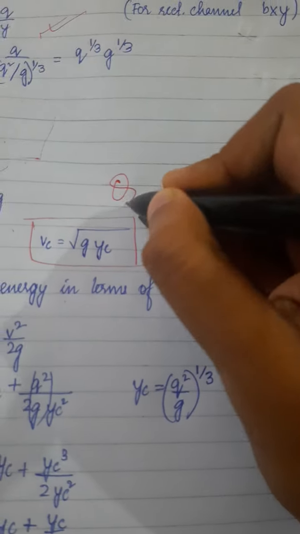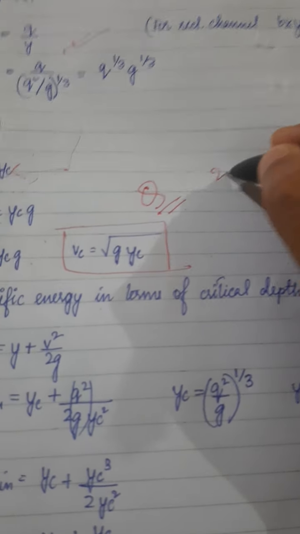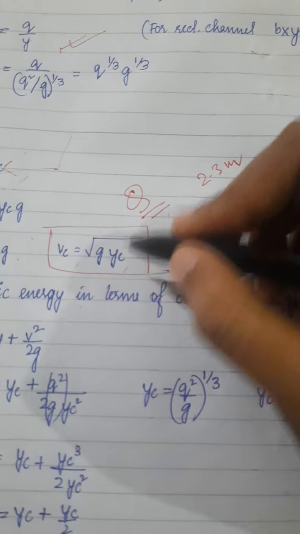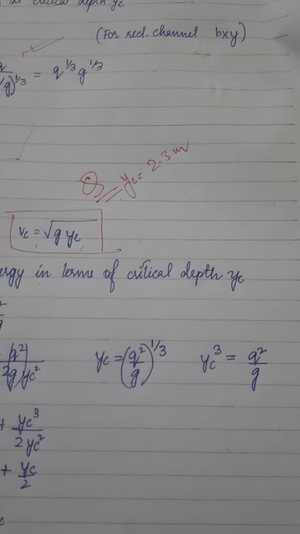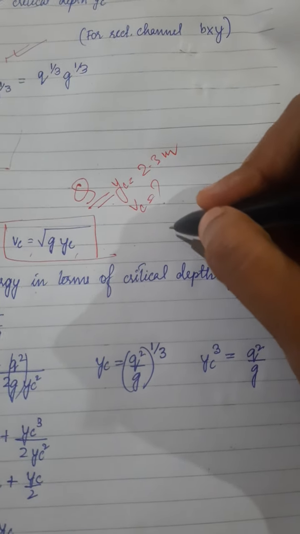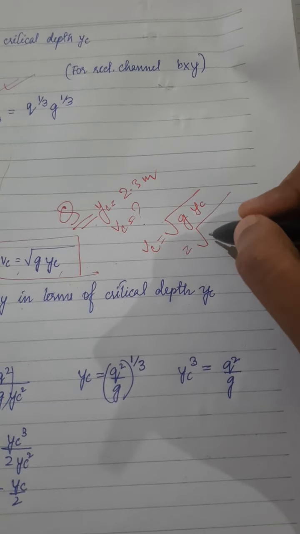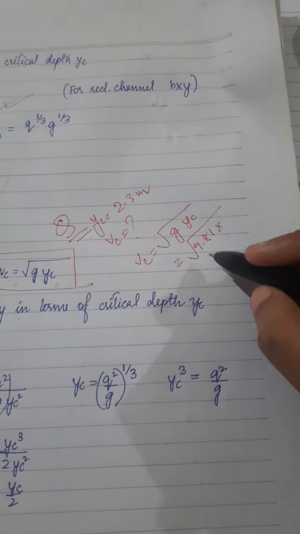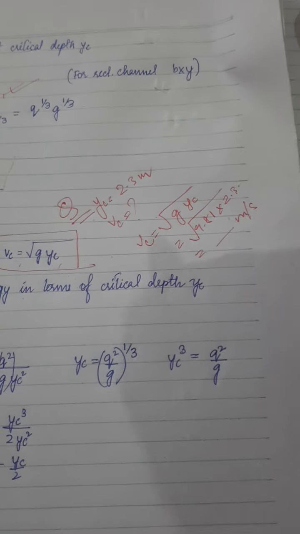Whenever questions come, suppose we have a critical depth of 2.3 meters, then what is the critical velocity? It is simple, you have to find it in this manner. Vc equals root over g yc, so root over 9.81 times 2.3, where yc is always in SI units, and find the answer. This will be in meter per second.